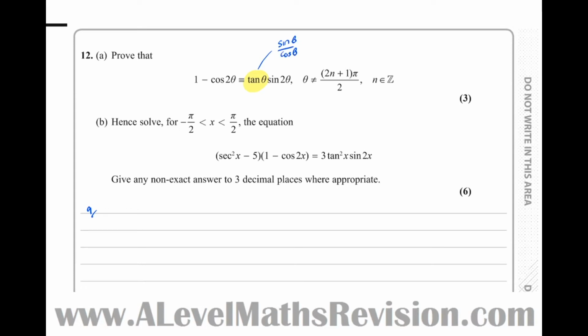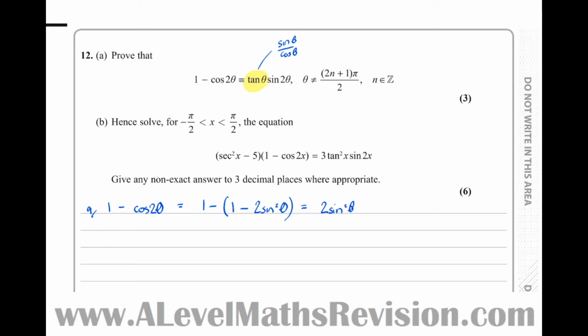So let's try and get sine on the numerator in this answer. So we've got 1 minus cos of 2 theta. And this just involves your trig identities, which is 1 minus, and cos 2 theta is 1 minus 2 sine squared theta. So when we take out the bracket there, we've got 1 minus 1, which is 0, then double minus 2 sine squared theta, which is positive 2 sine squared theta.